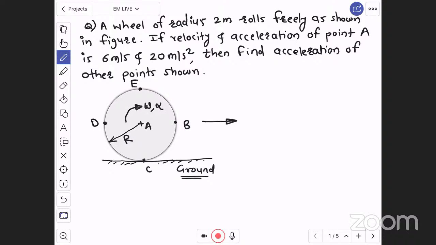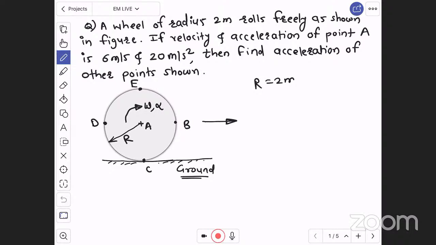Now, if the velocity and acceleration of point A are 6 meter per second and 20 meter per second square, here point A is the center of the wheel. For this center point, velocity is 6 meter per second and acceleration is 20 meter per second square. Then find the acceleration of other points shown. Now here we have to find the acceleration of points B, C, D, and E. Right.